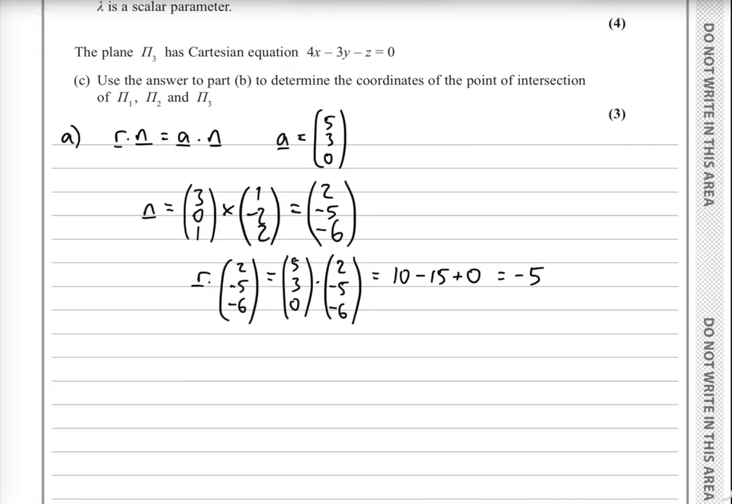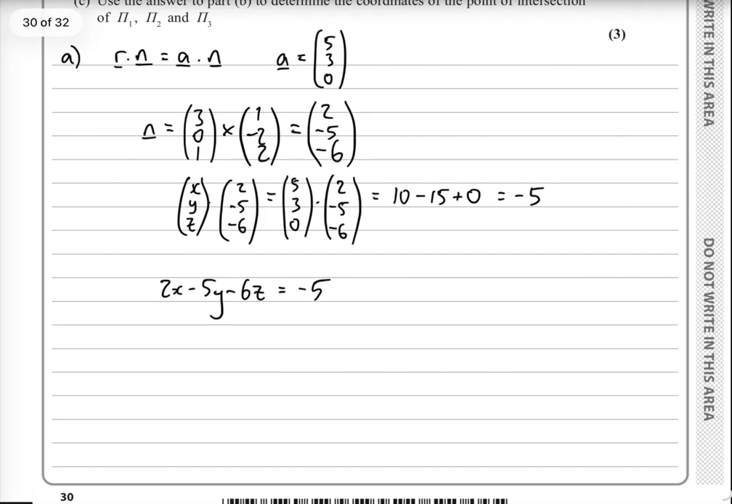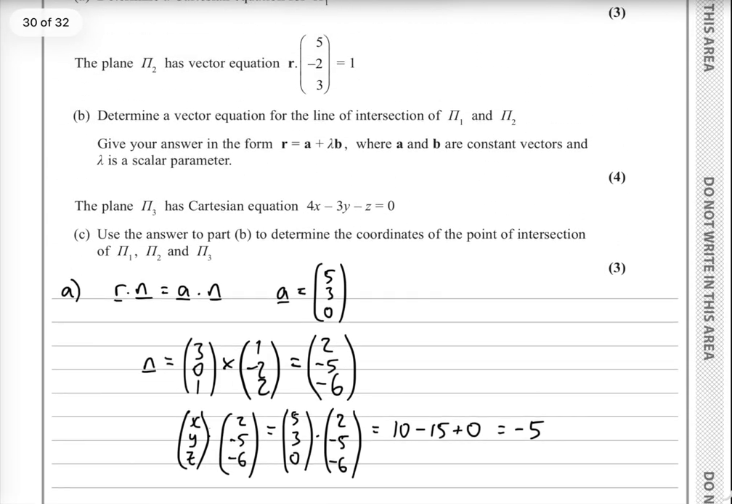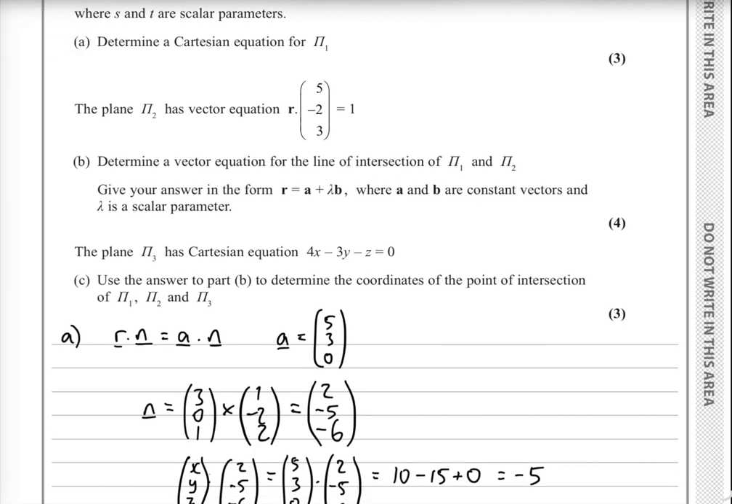That's still not a Cartesian equation. Turn this into the general x, y, z, and do the dot product on this side. Gives us 2x minus 5y minus 6z is equal to the minus 5 we found on the right. That's our Cartesian equation for plane pi1. Now we're told the plane pi2 has vector equation this. Determine a vector equation for the line of intersection, giving our answer in this form here.